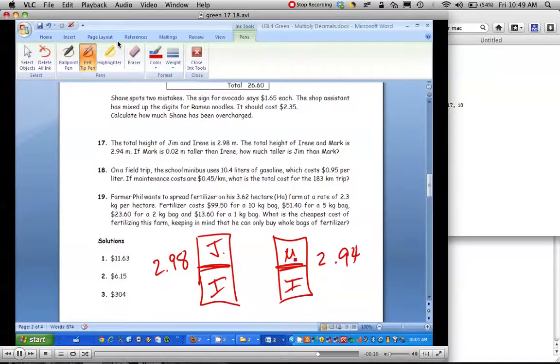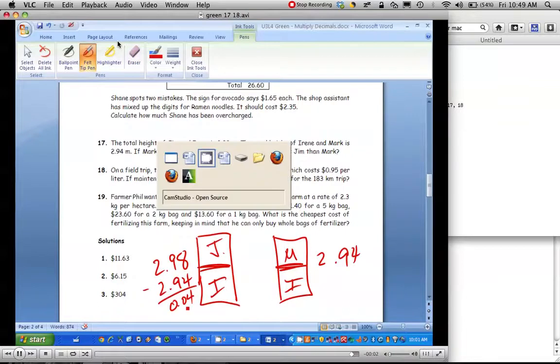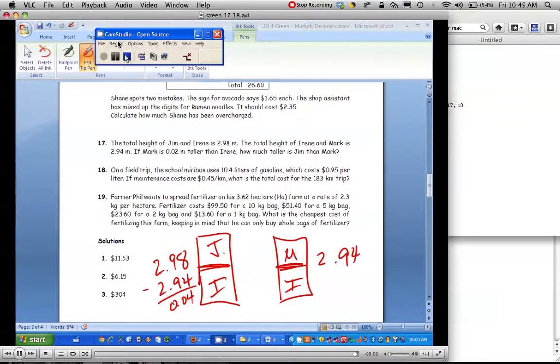It doesn't ask you to find the real measures of them. So you just have to look at the fact that Jim is going to be 0.04 of a meter higher than Mark. 4/100ths of a meter. Just subtract them. It was a thought problem. It didn't involve multiplication. It was a little bit of a trickster.